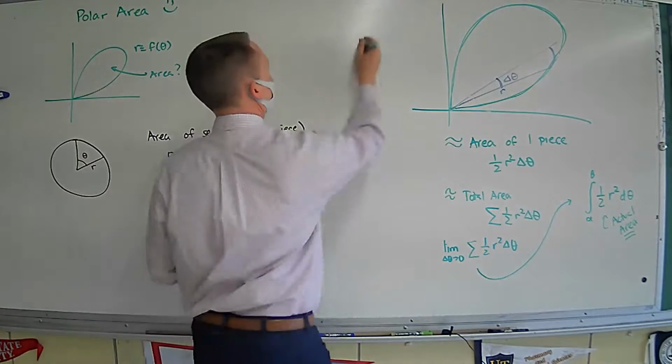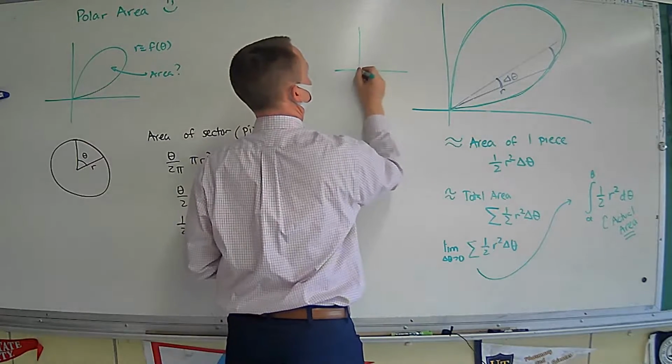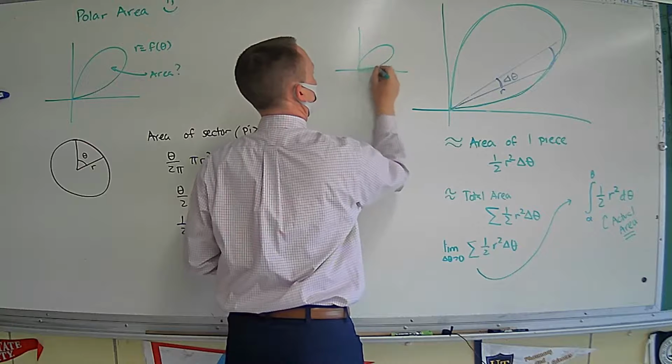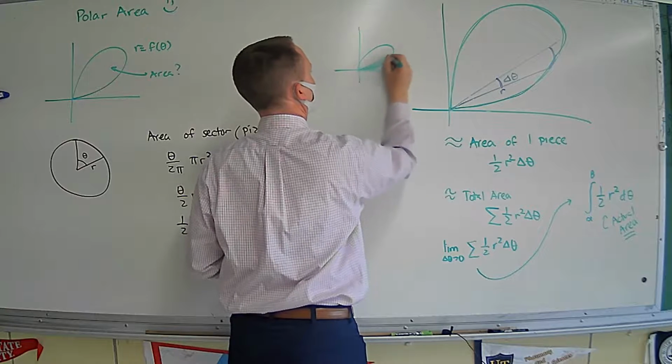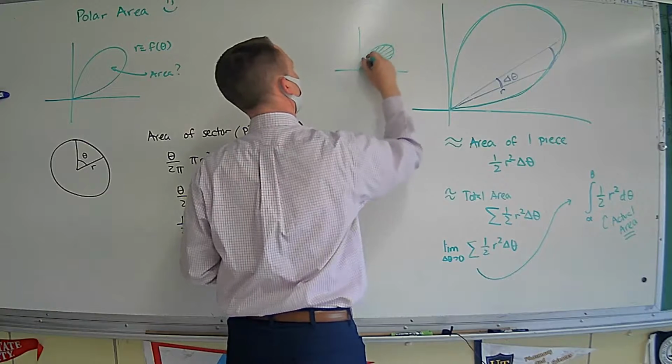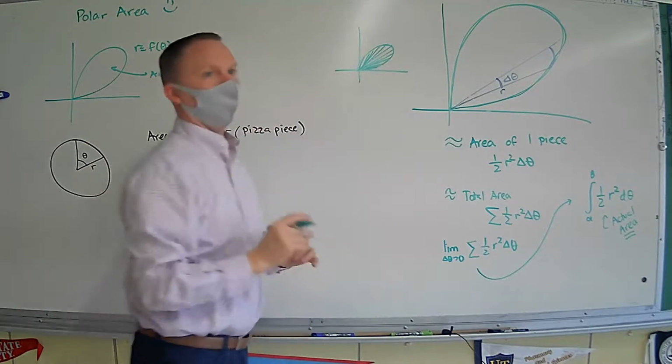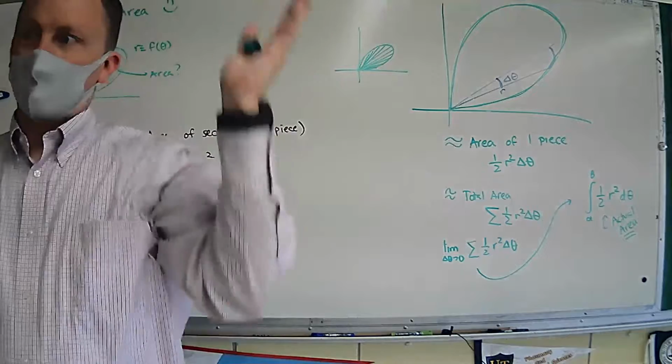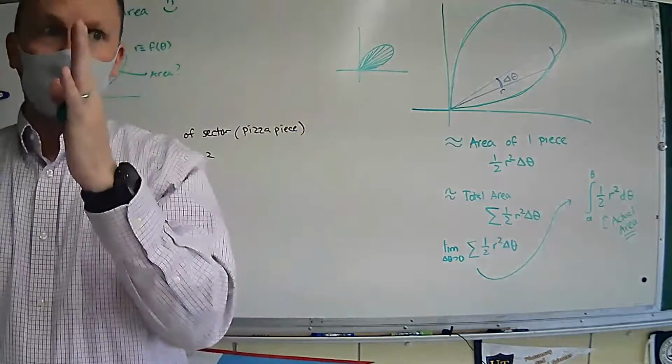I actually sometimes like to think about my polar area as sweeping out a bunch of radii that are changing in size, and they're all together. Okay?